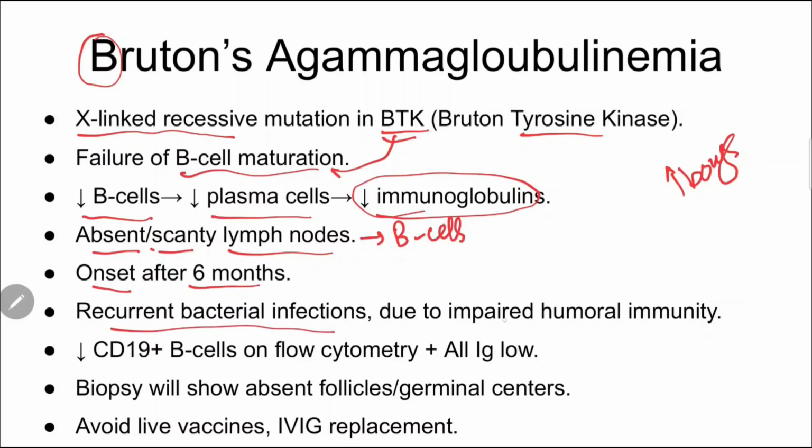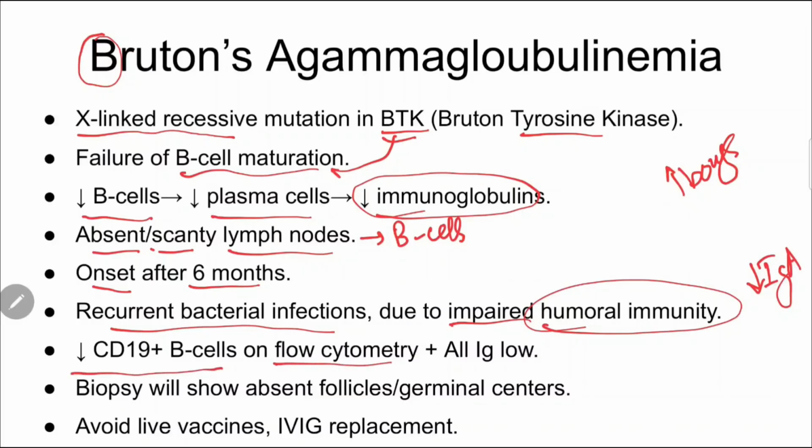So recurrent bacterial infections will be seen due to impaired humoral immunity. Why? Because you cannot make your own antibodies, right? And some special organisms that you have to know about, especially encapsulated organisms such as Strep pneumo, Pseudomonas, Haemophilus influenzae, right? You may also get infections by Giardia, due to low IgA. On flow cytometry, you will see low CD19 positive B cells. CD19 is basically a marker for B cells, CD19 and CD20. So obviously, if you don't have B cells, you'll have low CD19 and 20.